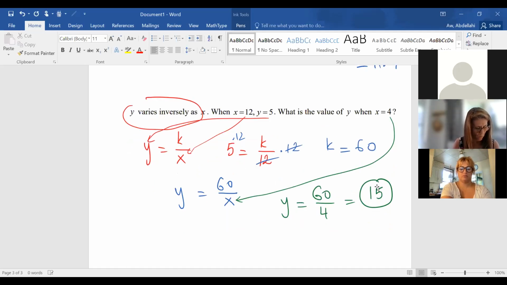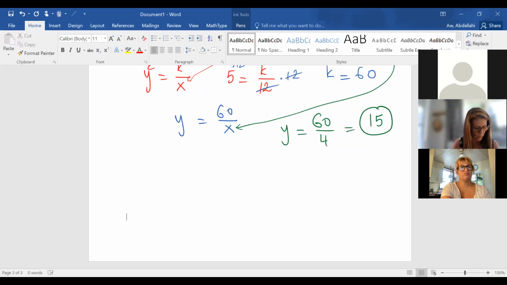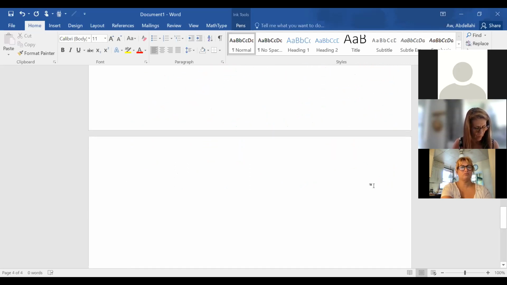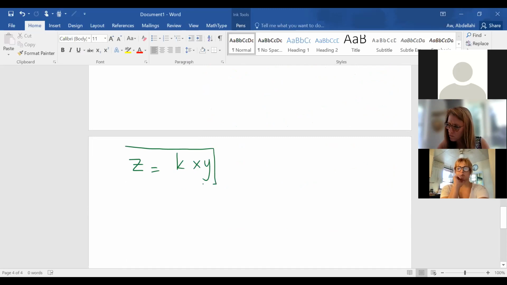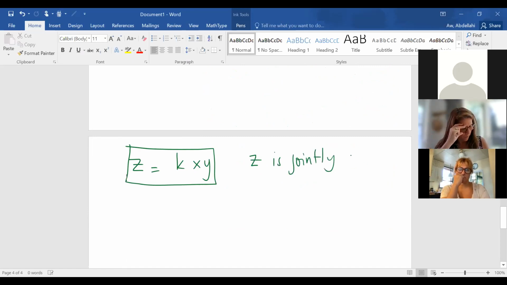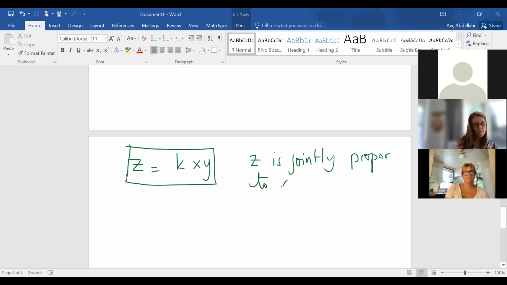Okay, so now the third variation is, when you say z is equal to kxy, you see here we have three variables. We're going to use another terminology. We say z is jointly proportional to x and y.